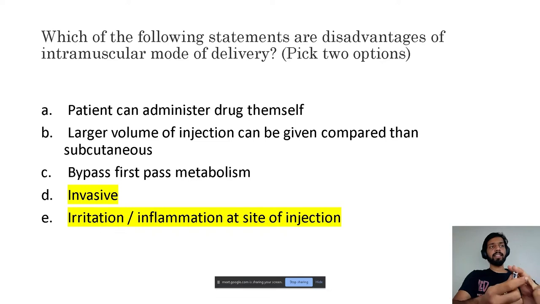Intramuscular mode of delivery is invasive, and there's inflammation at the site of injection. If you have taken tetanus shots, there is some inflammation and irritation that happens for 24 to 48 hours, right? So those are the main disadvantages. Coming back to option B, if you can inject a large volume, that would be great, so it's usually not considered a disadvantage. You can inject large volumes in intramuscular delivery, and it's an advantage.